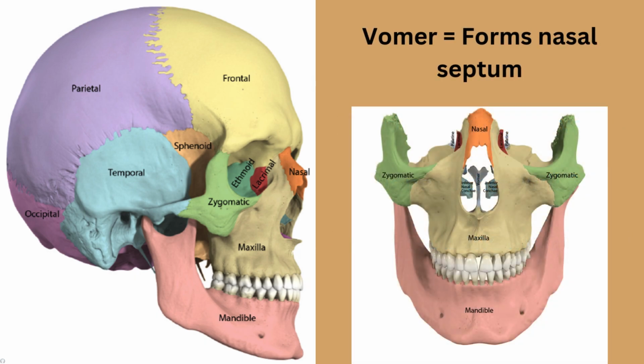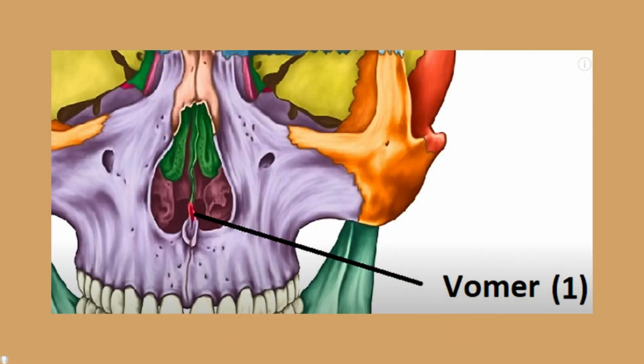Next is the vomer. Vomer forms the nasal septum. So here is a clearer picture for the exact location of the vomer that forms, as you can see, the posterior part of the nasal septum.